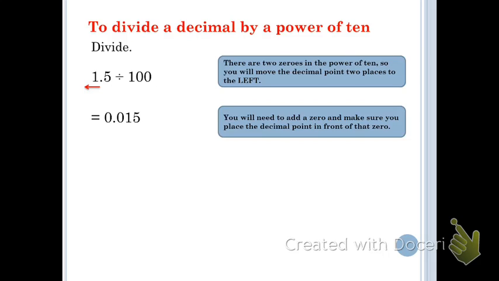1 and 5/10 divided by 100. There are 2 zeros in the power of 10, so you will move the decimal point 2 places to the left. You will need to add a 0 and make sure you place the decimal point in front of that 0.